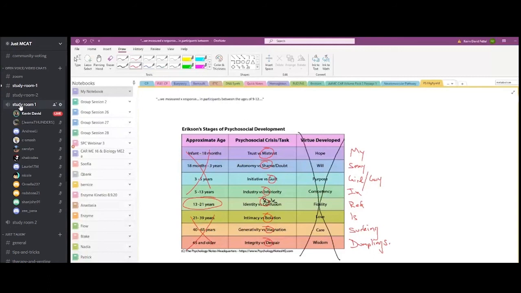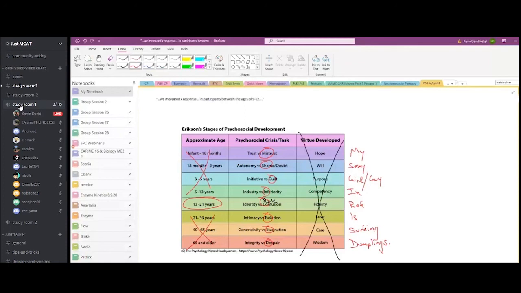Other sources will do 2 to 6. It's okay. If you're off by a year, it's not going to be the end of the world for the MCAT. It's not going to be that picky. It's going to be very obvious what they're asking you. There's not going to be any gray area or some weird boundary difference.